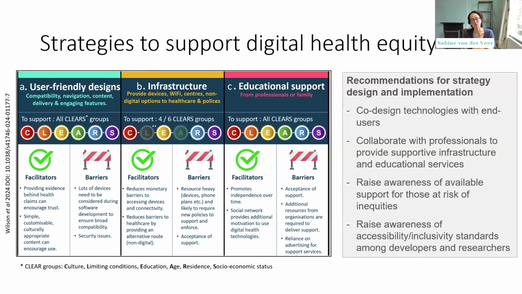What they also came up with is recommendations for how you make sure these strategies are actually working. So it's about co-designing those technologies with end users, collaborating with professionals to make sure you provide infrastructures and services, educational services that actually support people, raising awareness to make sure that the people who need support are aware where they can get it, but also making sure that the people who develop the tech and the strategies are aware of accessibility and other inclusivity standards. So I think this is a useful starting point for having a conversation with stakeholders about strategies.